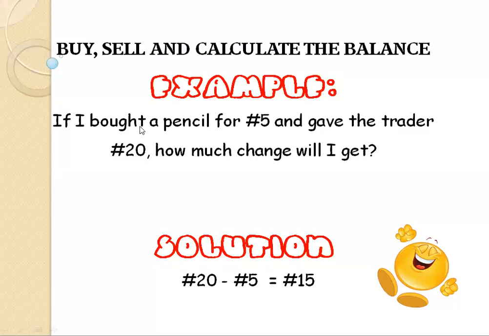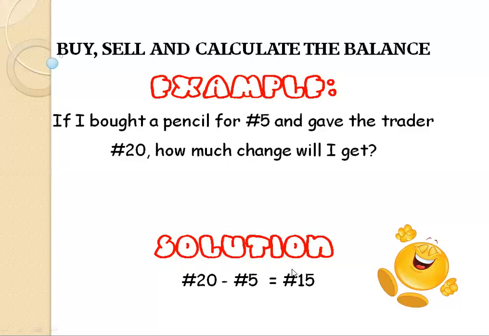If I bought a pencil for 5 naira and gave the trader 20 naira, how much change will I get? All you need to do is to say 20 naira minus 5 naira. Take away 5 naira from 20 naira. So 20 naira minus 5 naira will give me 15 naira. So if I have gone there with a 20 naira note and I'm buying a pencil for 5 naira, the change I'm going to have should be 15 naira.